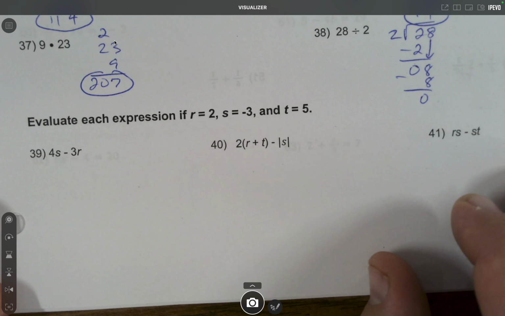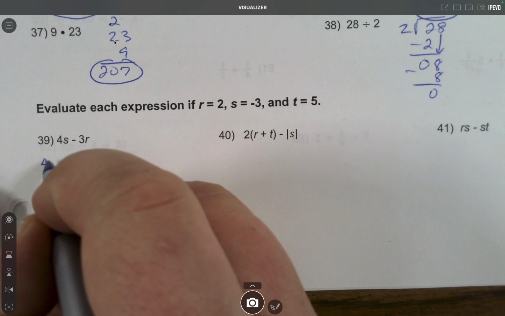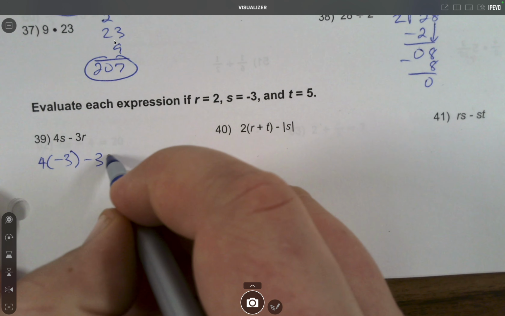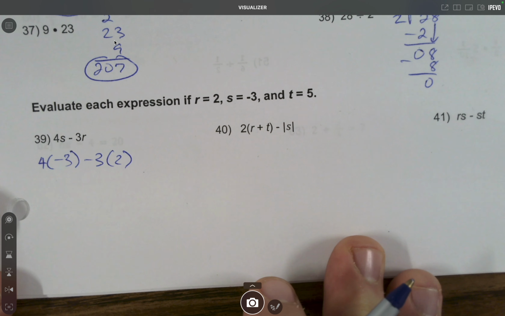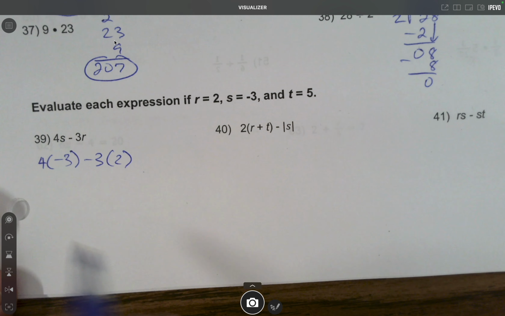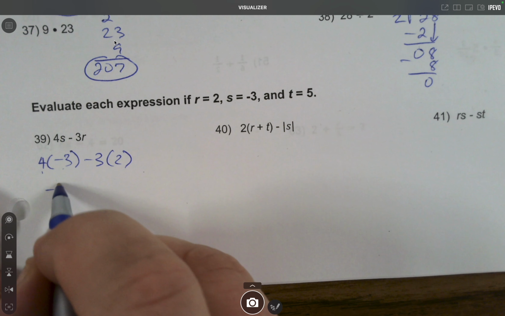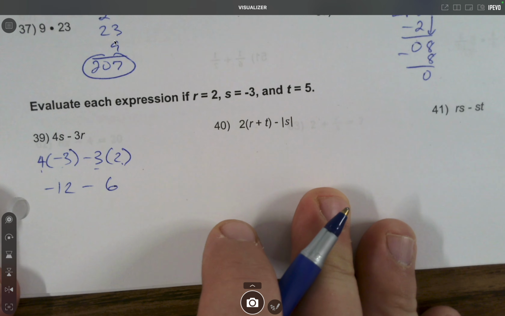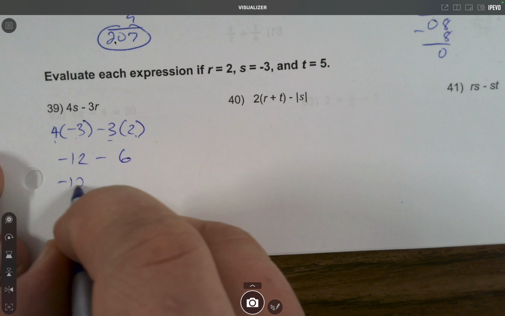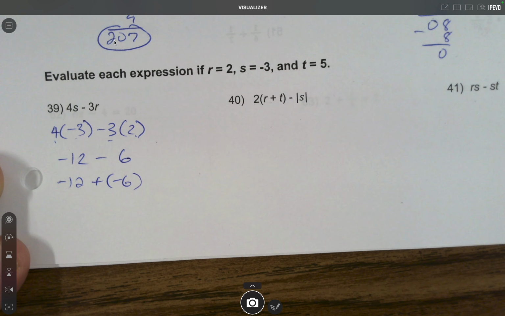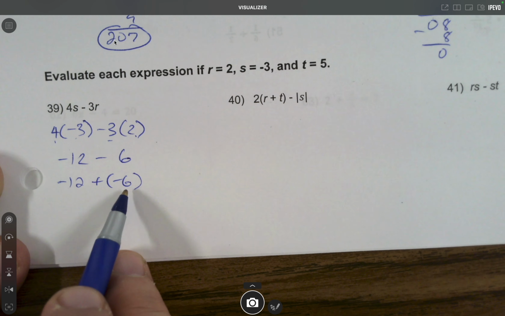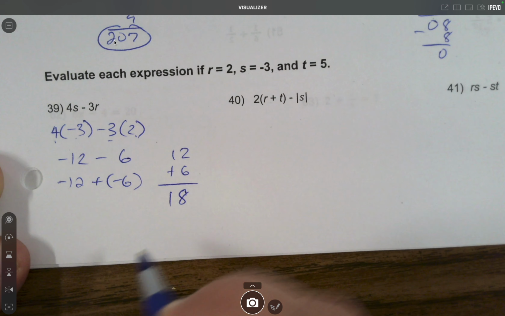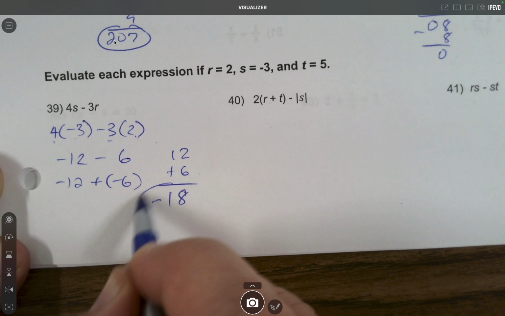On the next three, we need to plug in the values they give us. So I plug in negative 3 for S, plug in 2 for R. We have to remember the order of operations. We do the multiplication first. 4 times negative 3 is negative 12. 3 times 2 is 6. So we're subtracting, so we do keep, change, change. Now we're adding two numbers with the same sign together. So we add them together and keep the sign they both had, which is negative.